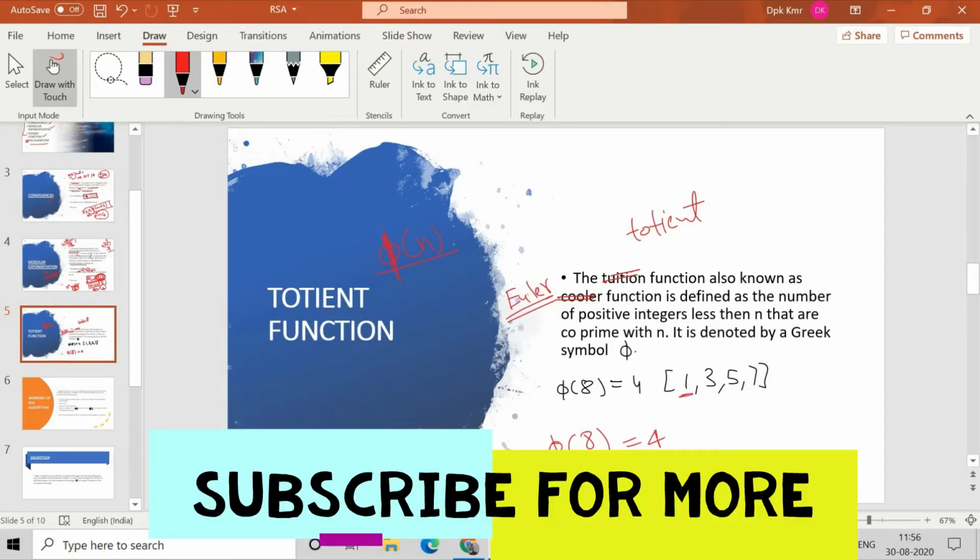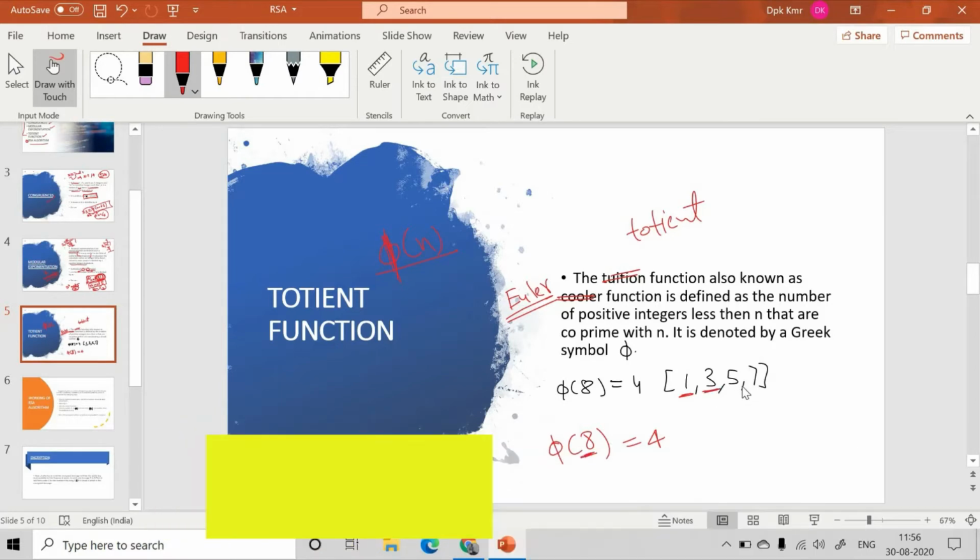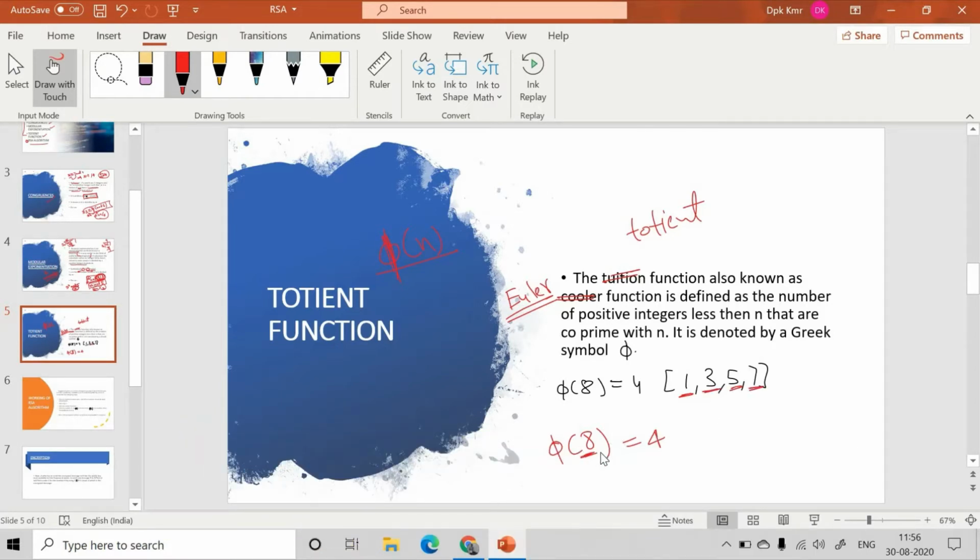So 1 is less than 8, 3 is less than 8, 5 is less than 8, and 7 is also less than 8. And these are 4. And these are co-prime. What do we mean by co-prime? That common factor must be 1 only. Factor only 1.